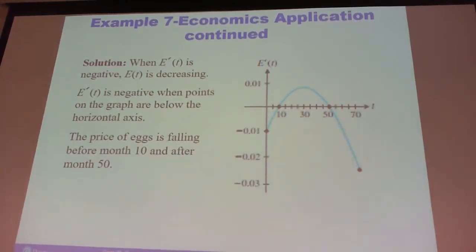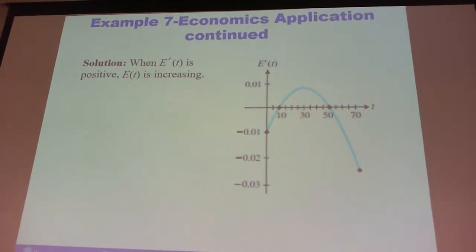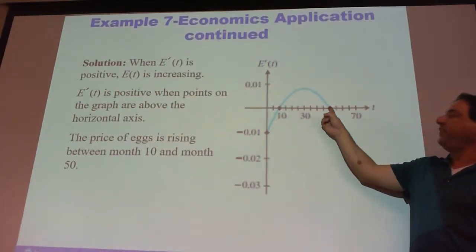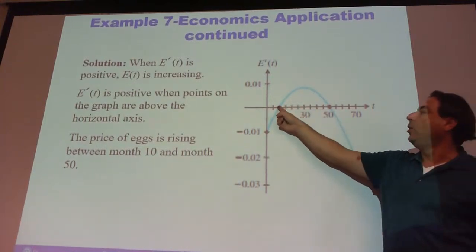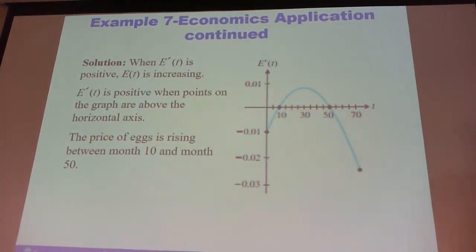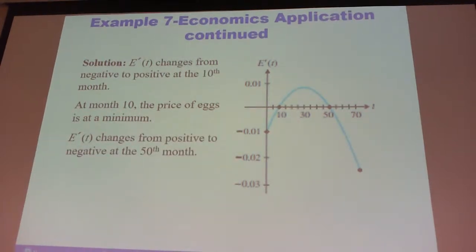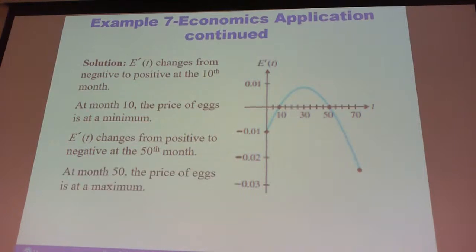When is the price increasing? When it's above 0. So the price is increasing when the derivative is above 0, between 10 and 50. That's when the price is increasing. So taking that information, at month 10, the price of eggs is at a minimum because E'(t) changes from negative to positive. At month 50, the price of eggs is at a maximum.